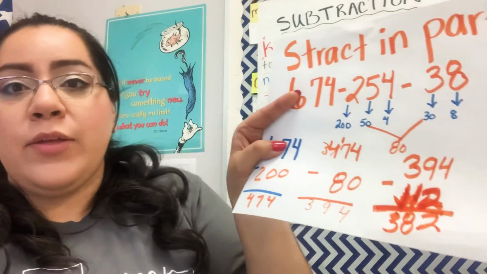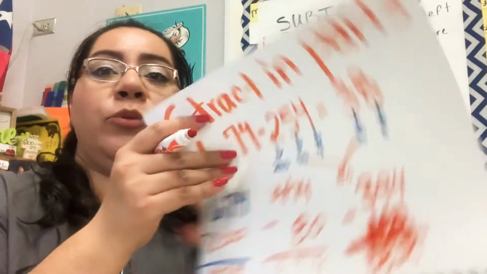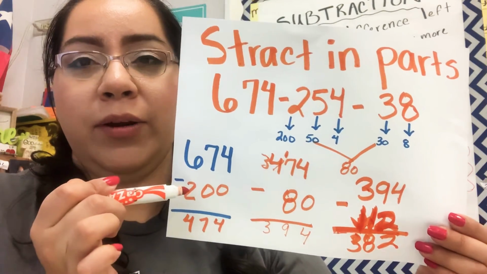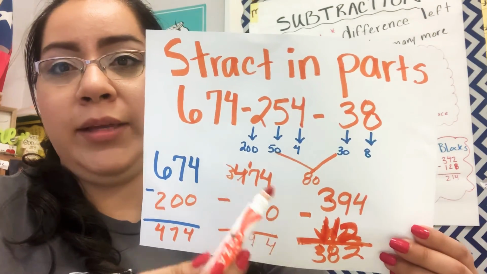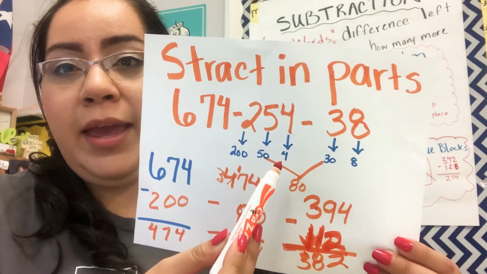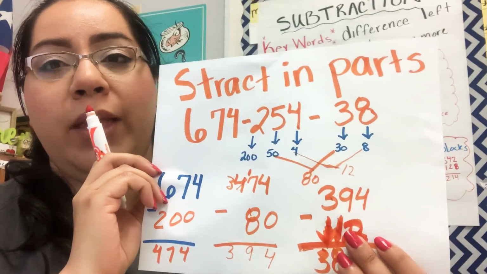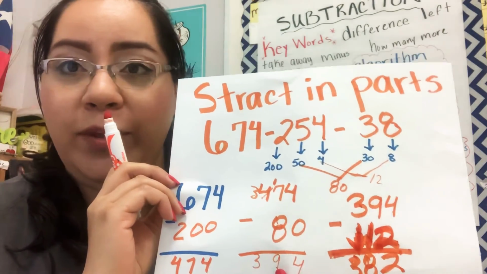So now I have 382, and this is subtracting in parts. Okay, you subtract the hundreds, the tens, and then the ones. The way I got 12, I added the 4 and the 8 together to get that 12. Okay, to subtract it from that 394 that we got from over here.